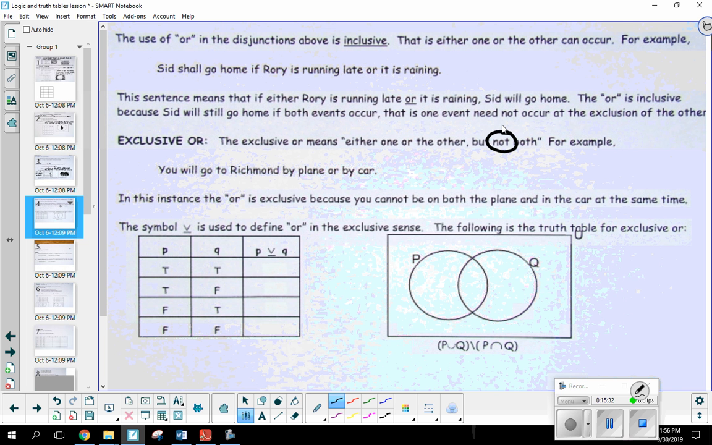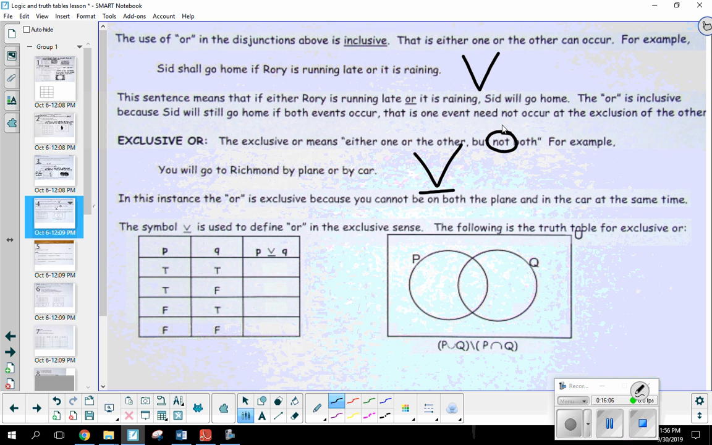But see, that's the point. Physically, it would be impossible to be in both the car and the plane at the same time. The exception excluded. So there is a difference here. When you're talking about inclusive, the one symbol where both could be true, you simply have the capital V. That's inclusive. But if you see the symbol where you have V, but you have that little bar below it, which would probably indicate to you equality, that bar means exclusive, so both cannot be true at the same time.